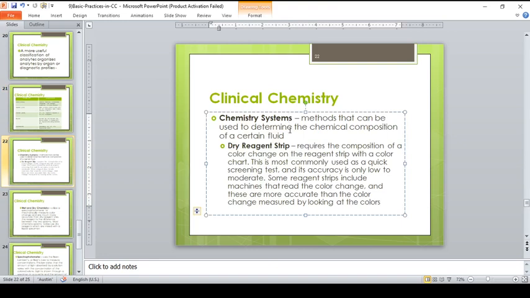Okay, so chemistry systems. These are methods that can be used to determine the chemical composition of a certain fluid. Kumbaga, these are the methods to test for glucose, HDL, albumin. So, we have the dry reagent strip. The dry reagent strip requires the observation of a color change on the reaction strip compared with the color chart. This is most commonly used as a quick screening test, and its accuracy is only low to moderate. Some reagent strips include machines that read the color change, and these are more accurate than color change measured by looking at the color.